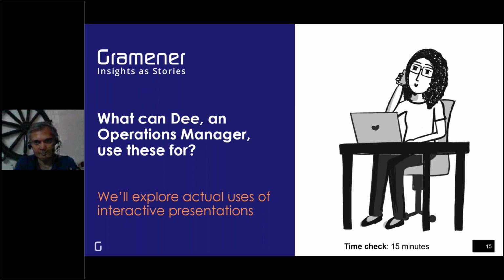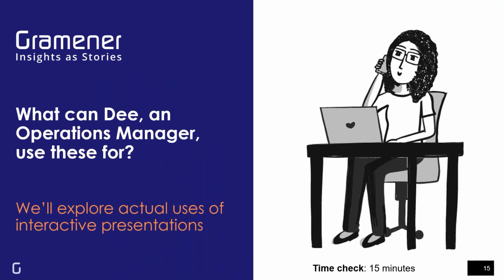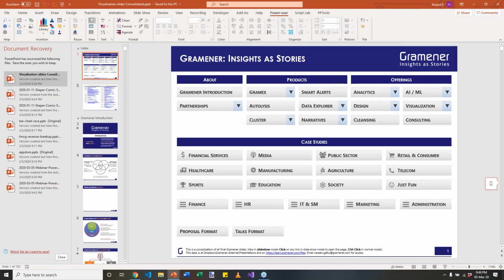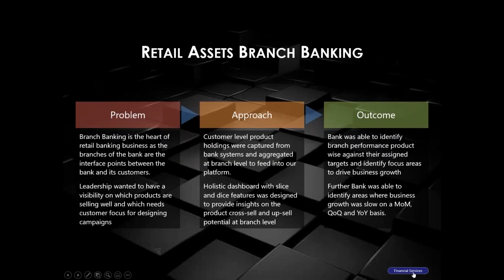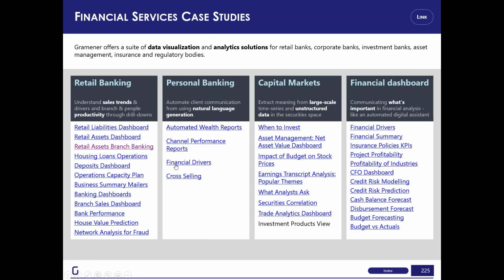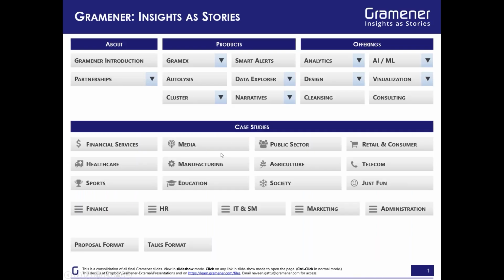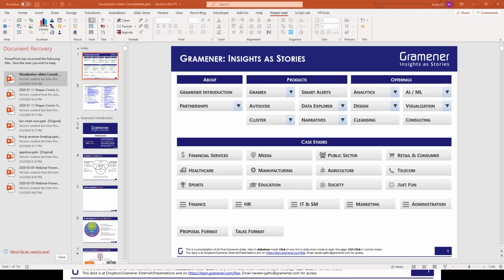What you have here is literally the table of contents of this 720 odd page Challenger deck. This deck has all of the slides that we've used. And in order to navigate this, we have a table of contents. Let me in fact show you that deck. I'm going to go into slideshow mode and jump into, for example, a case study related to financial services. I can either go back to the index or dive into one specific case study related to financial services. Some of these are related to multiple fields, so I can cross over into narrative case studies or jump back into the table of contents and use this as a navigation mechanism.